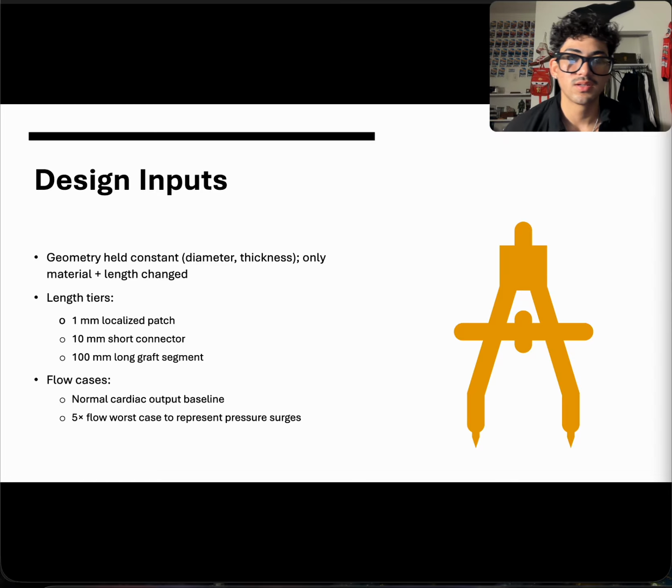Design inputs. To make the comparison fair, I held geometry and boundary conditions constant across every run. The only variables that would change were the wall material and graft length. The length tiers represent realistic clinical products, such as a very short 1 millimeter patch-like segment, a 10 millimeter connector or short graft region, and a 100 millimeter long graft segment. Each configuration was tested under two hemodynamic loads, a normal flow baseline, which I had to research that number, and 5 times that number, for that worst case scenario representing extreme physiologic loading.